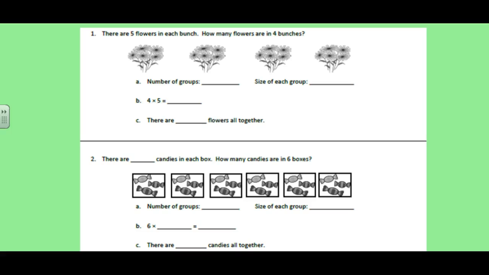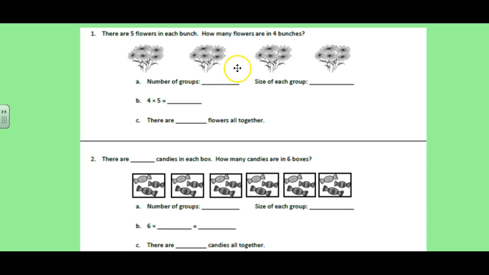Okay, so for number 1, it says there are 5 flowers in each bunch. How many flowers are in 4 bunches? So these pictures are equal groups. You can see that we have 4 different groups, and then there's so many flowers in each group, and that goes along with part A of this question.